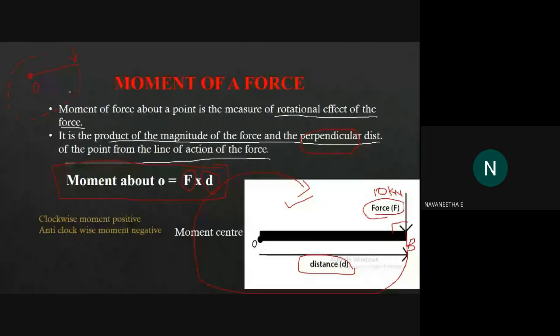So here you just consider what the direction of rotation is, then we can decide its sign, whether it is positive or negative. If the rotation is clockwise, then the moment is clockwise and the sign is positive. If the rotation is anti-clockwise, the moment is anti-clockwise and the sign is negative. Okay, is it clear? Have you all understood?